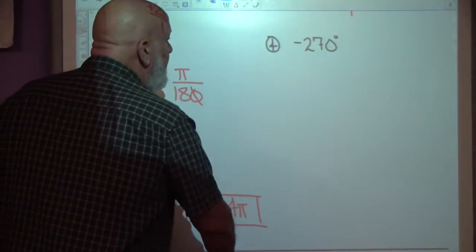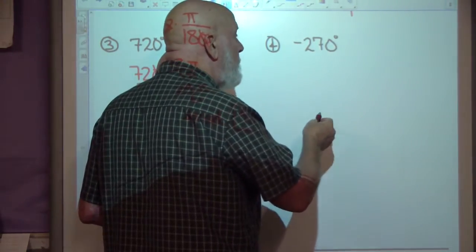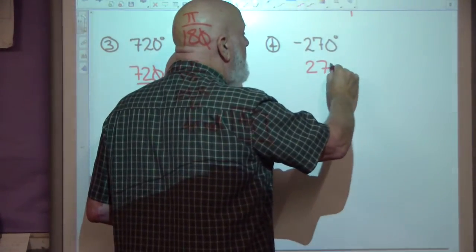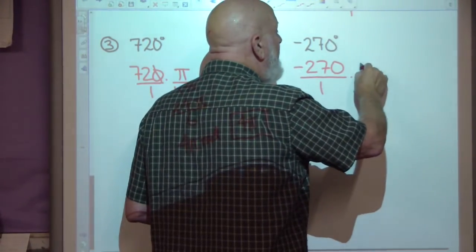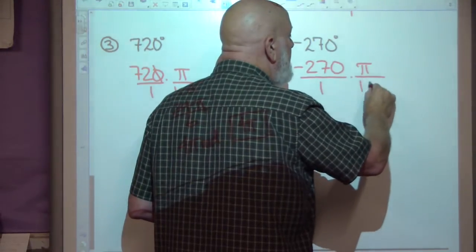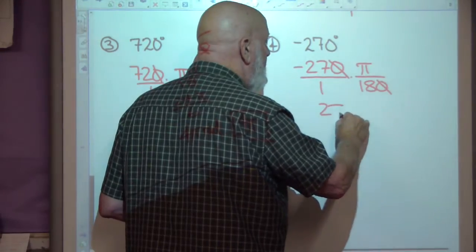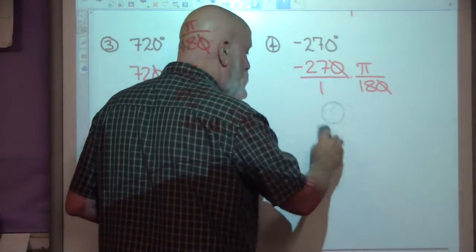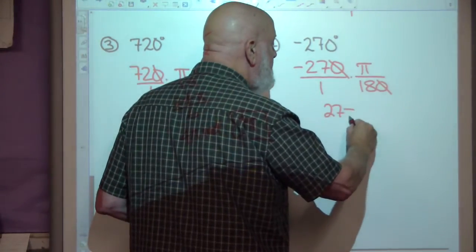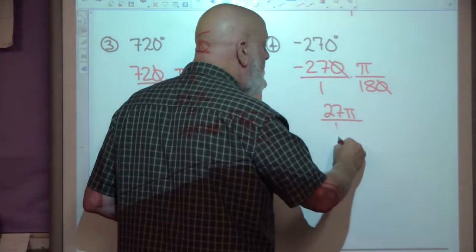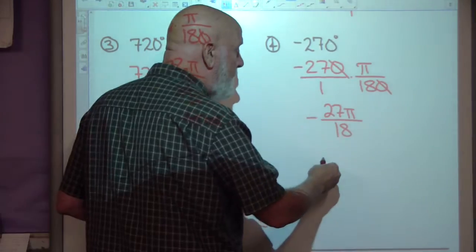Okay, negative 270. Let's see. All that means is we're rotating in a negative direction. What we're being asked to do is to change it to radians. So I'm going to multiply by pi over 180. I see that I can divide by 10 right off the bat. 27 times pi is 27 pi over 18. It'll be negative. And I can see that I can divide both of those by 9. So I'm going to do that.